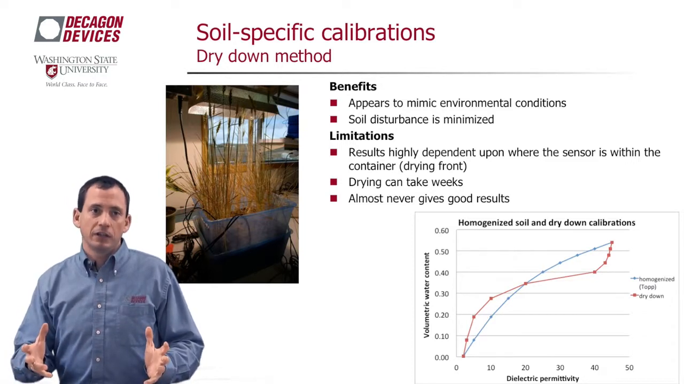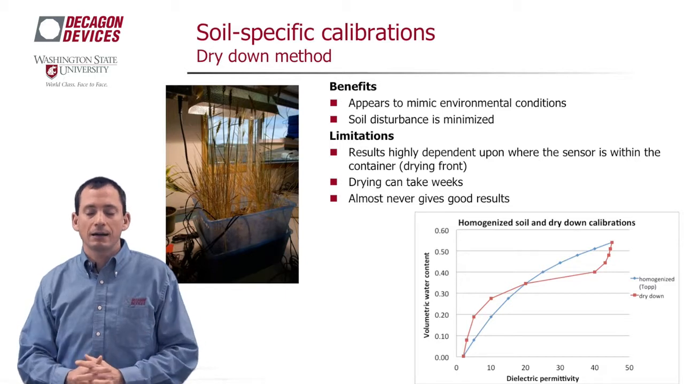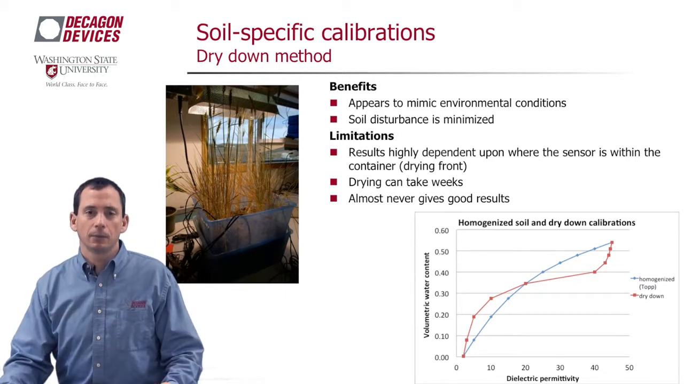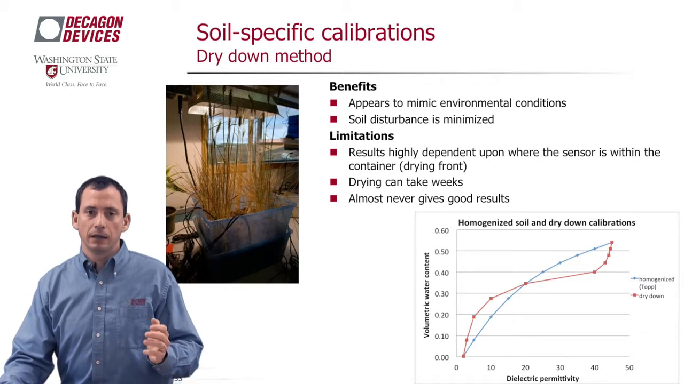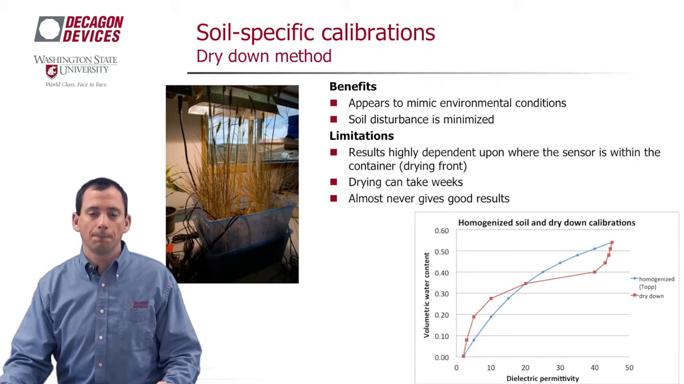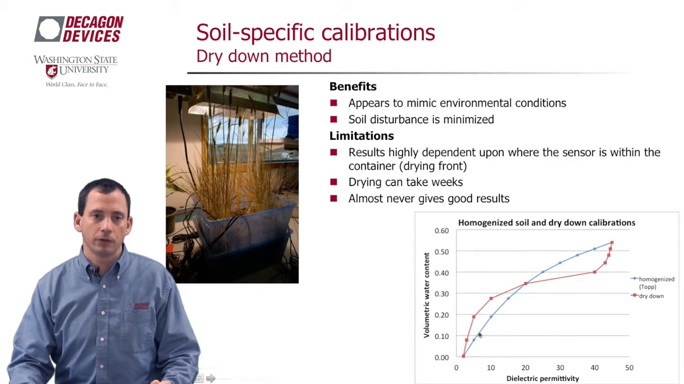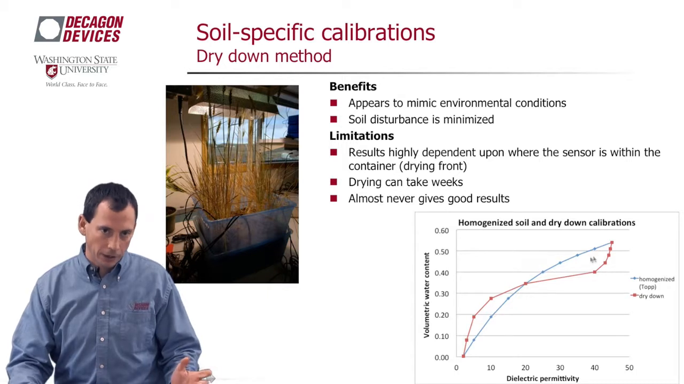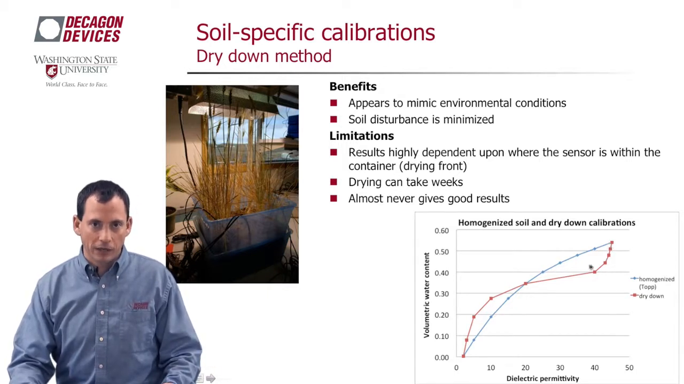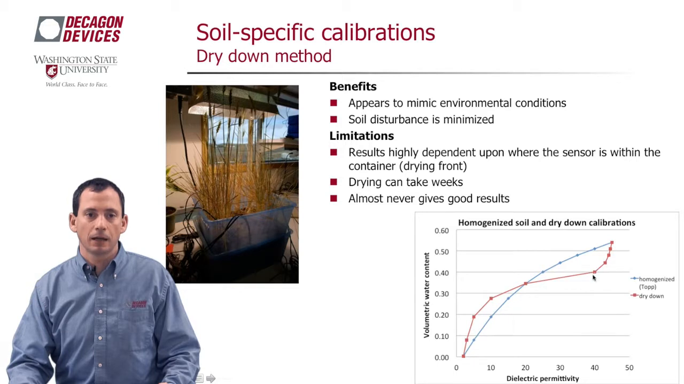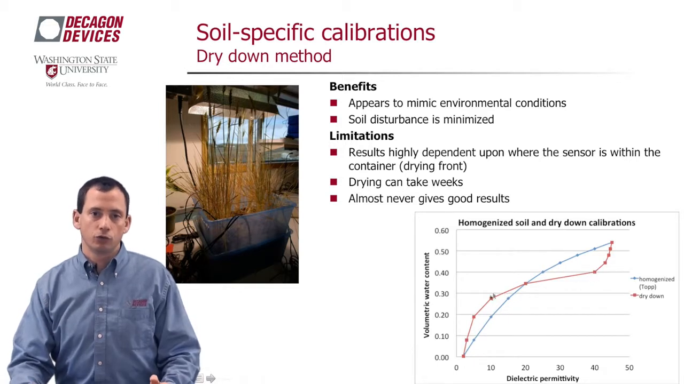The biggest is that the results from this method are highly dependent upon where the sensor is inside the container. So if you look at the graph I have down here, you can maybe see a little bit better what I'm talking about. The blue line, this is the top equation. This is just a calibration equation that's been determined using the method I'll talk about in just a minute. But this red line is the calibration equation on that same soil used with the dry down technique.